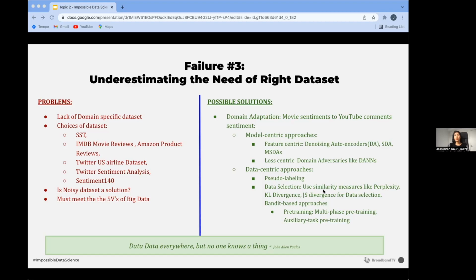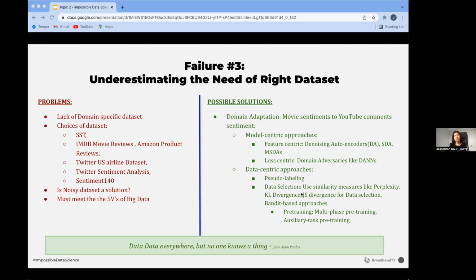There are some model-centric approaches here. For example, people have come up with feature-centric approaches where they use denoising autoencoders and stacked denoising autoencoders, which can deal with speed and scalability of high-dimensional data. And then there are some loss-centric methods which are equivalent to GANs. What GANs try to do is minimize the discrepancy between your training and your synthetic data distributions. The domain adversaries were derived from GANs, and they try to learn a latent feature representation in a way that reduces the discrepancy between your source and your target distributions. But as we know, GANs suffer from vanishing gradient problems, and they're really hard to converge.